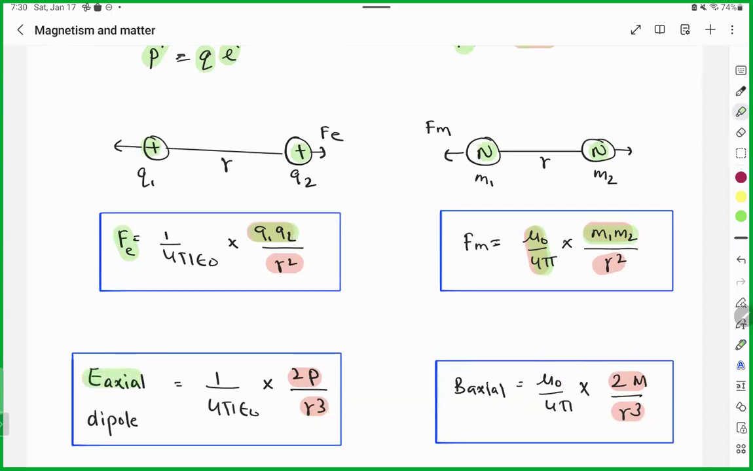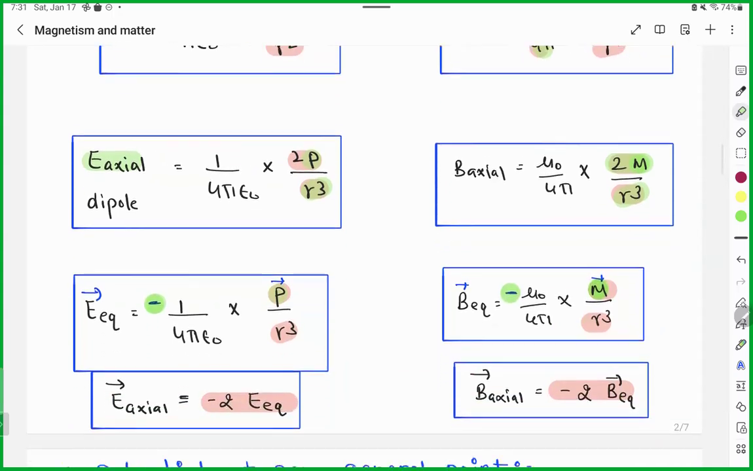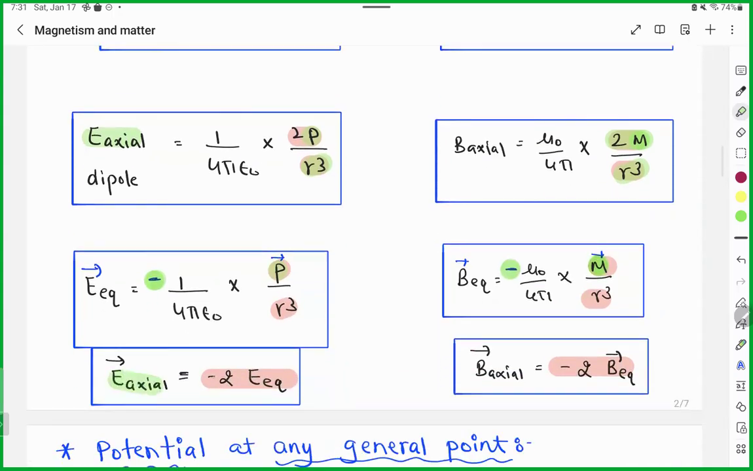In the axial line, our field due to dipole was 2kp by r cube. Here, at axial, our magnetic field will be 2M by r cube. So in electrostatics, we had P. In magnetism, we have M. Correct? And the constant is of course different. Equatorial, minus direction and only P. Here minus direction and only M. Okay. And axial was double of equatorial. Same here, axial is double of equatorial.